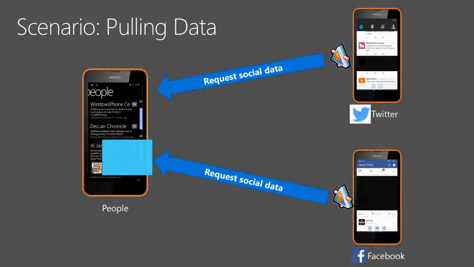So, a lot of the scenarios around this are pulling data. Now, you're going to be reaching out to these other applications. You're going to be pulling that data in. The People app actually leverages these services already.